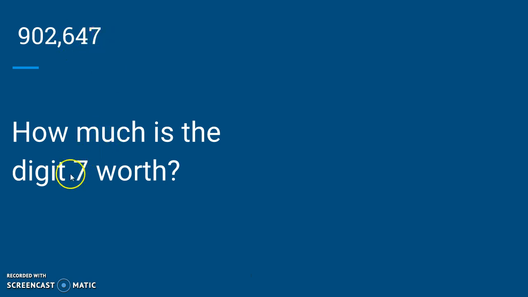902,647. Looking at the digit 7, how much is it worth? It's in the smallest place value, the first one here. The smallest place value is the ones. If I had 7 ones, how much would I have? Hopefully you said just 7 or thought 7 in your head. 7 ones is just 7. That first place value, there are no zeros to change or no digits to change to 0, so it just stays what it is.